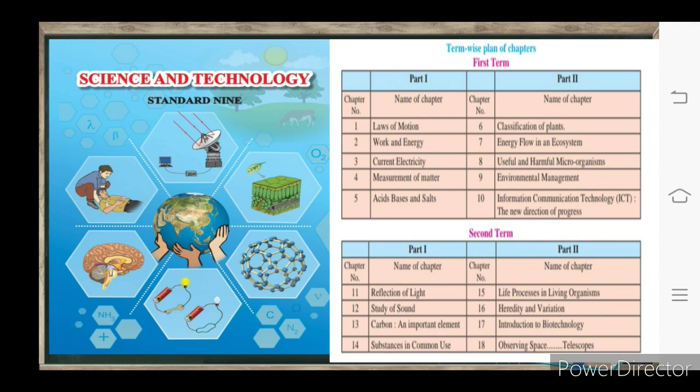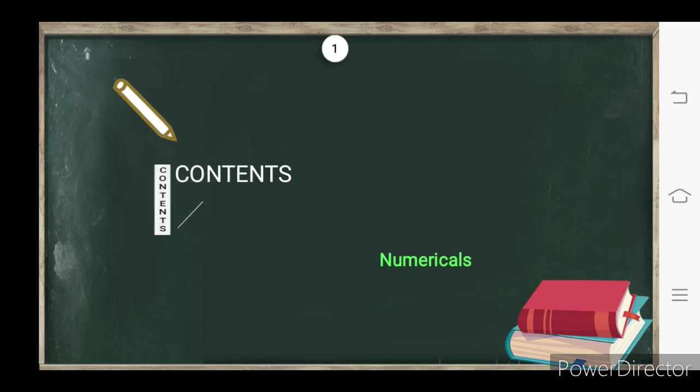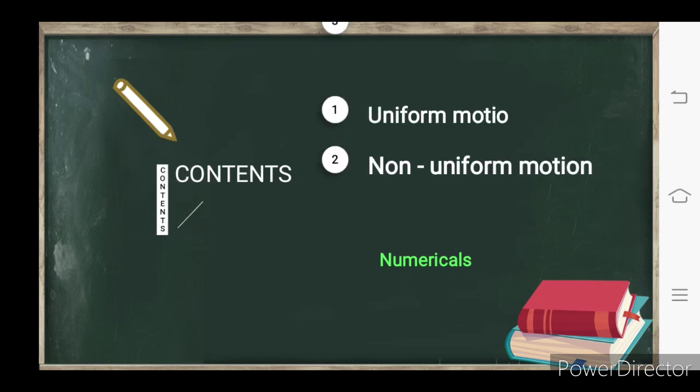Student, in the last lecture we learned about distance, displacement, speed and velocity. Here is the syllabus of first term part 1 and part 2. Now in today's session we are going to learn uniform motion, non-uniform motion, acceleration and some numericals based on acceleration.